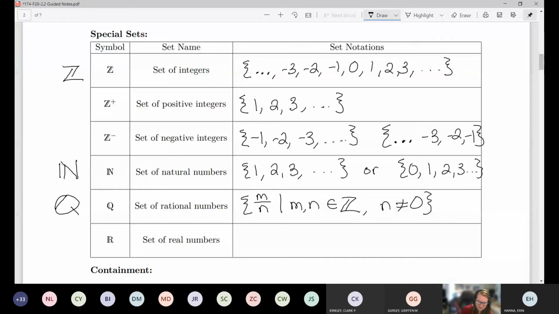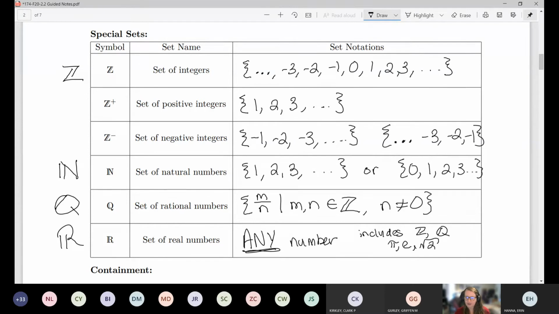And then the set of all real numbers, we give it a double bar and then do a regular R. The set of all real numbers. This one doesn't really have a set notation because it's essentially just any number. So this includes your integers, your rational numbers, your natural numbers, because natural numbers are integers. This includes everything, including things like pi and e and irrational numbers like the square root of 2. It includes absolutely any number you can possibly think of as a real number.